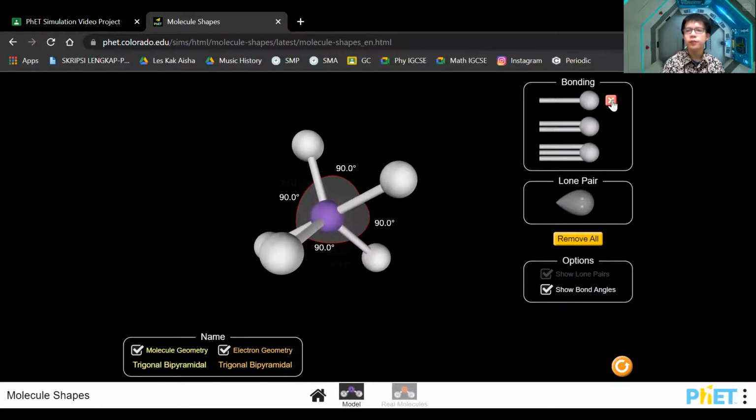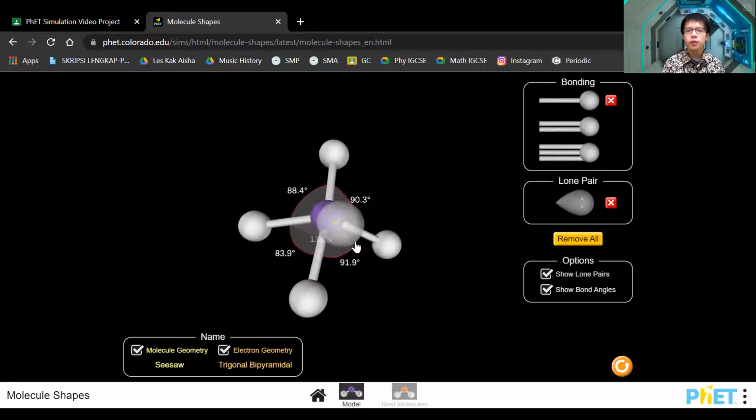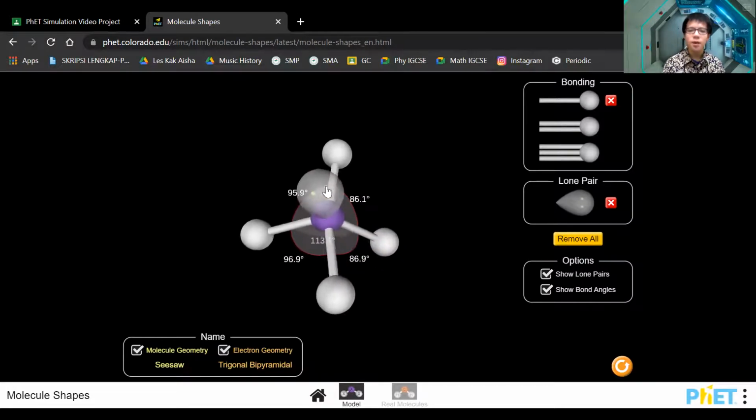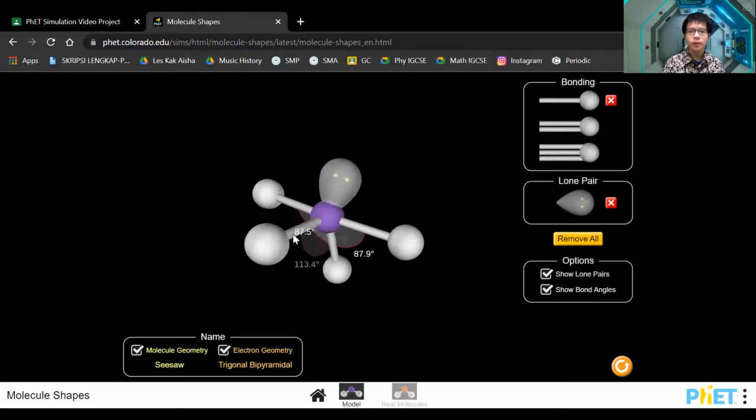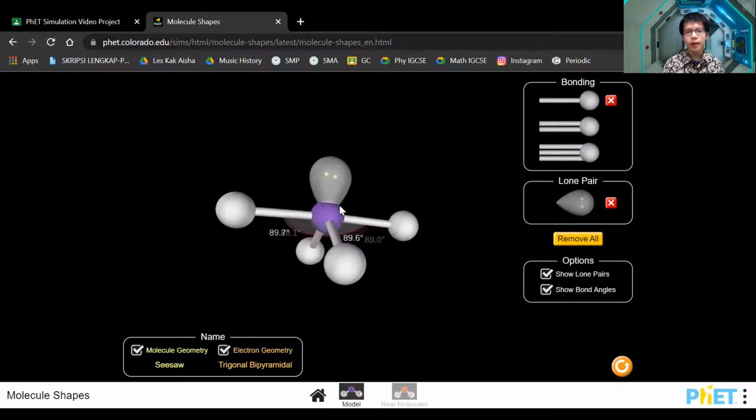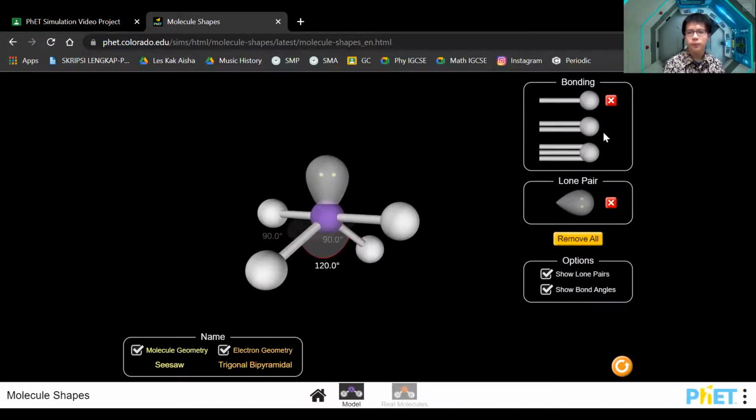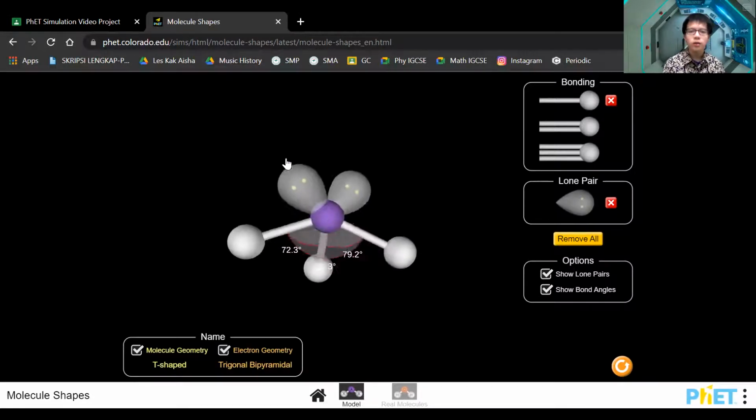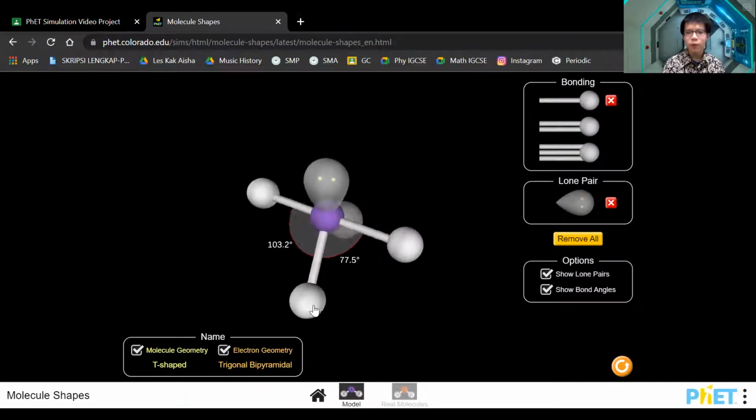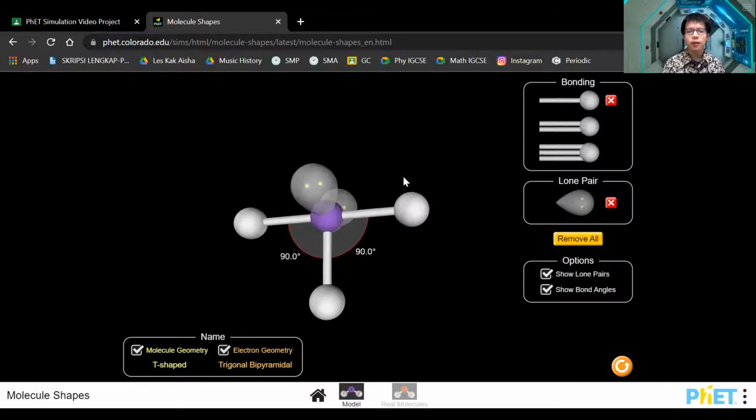If we change one single bond into a lone pair, the name of the electron geometry is still the same, but the molecular geometry name is seesaw. We see it like this, it's like a seesaw. If we change another single bond into a lone pair, the name of the molecular geometry is T-shape, because the shape is like the letter T without the lone pairs, but the electron geometry is still the same, trigonal bipyramidal.